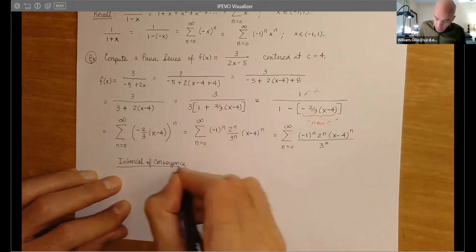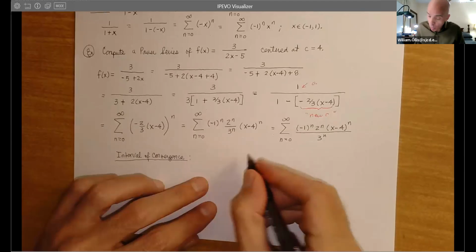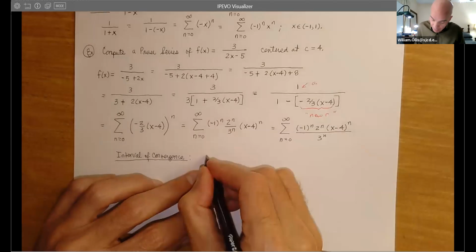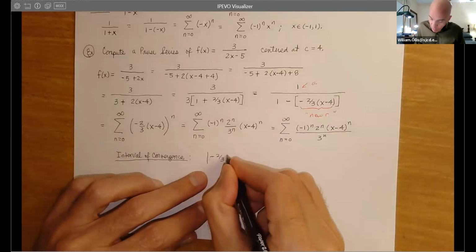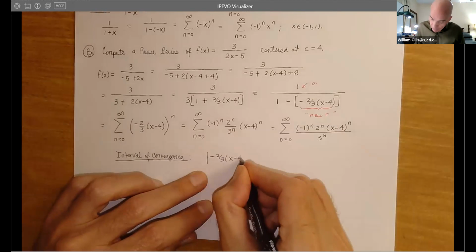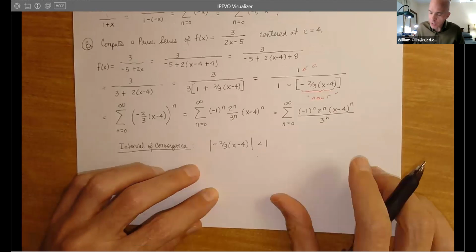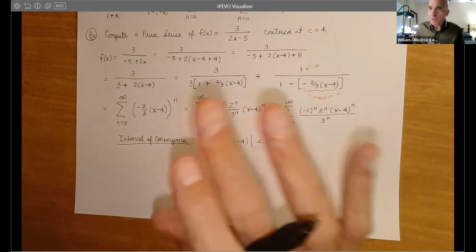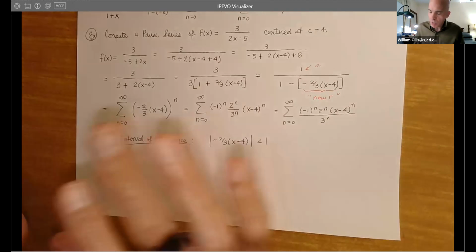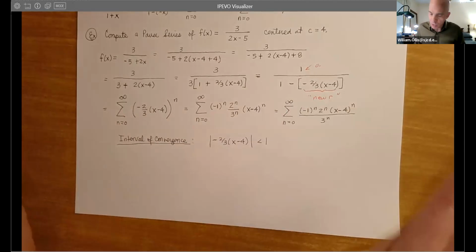And you know, we take what we can get, hopefully. So now the new R, so we've got what? Negative 2/3 x minus 4 in absolute value must be less than 1. So we don't have to do the fancy radius of convergence and all of that. We don't have to do that. We have the geometric series here. So we'll just use it.